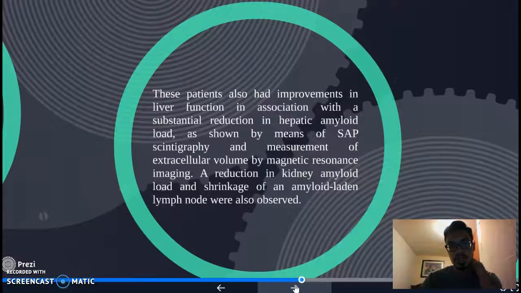These patients also had improvements in liver function in association with a substantial reduction in hepatic amyloid load, as shown by means of SAP scintigraphy and measurement of extracellular volume by magnetic resonance imaging. A reduction in kidney amyloid load and shrinkage of an amyloid-laden lymph node were also observed.